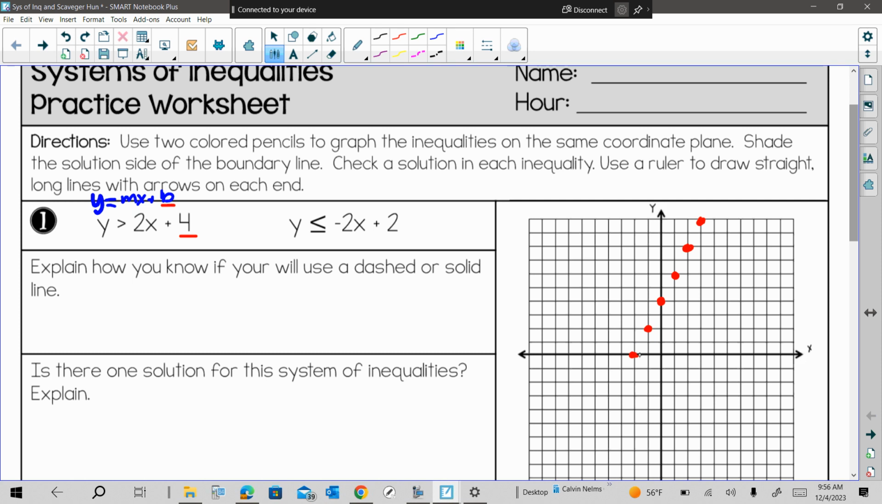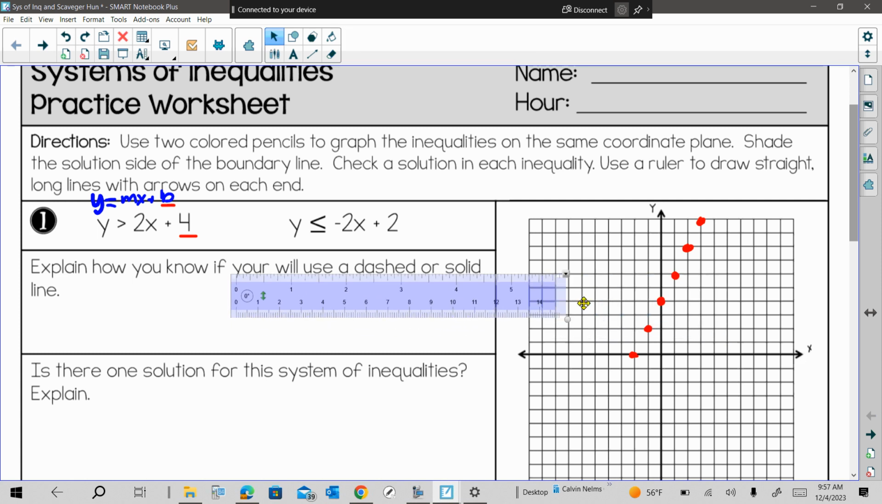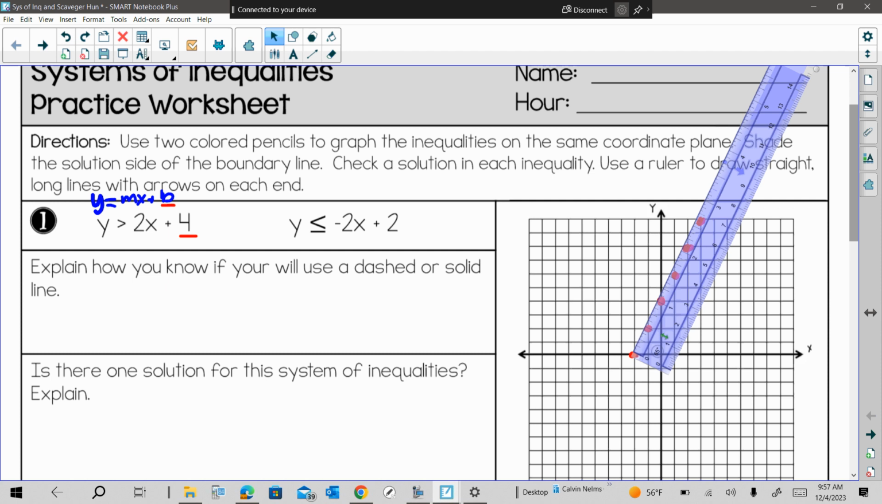Based on this inequality, let me get my ruler, sorry. I need to make my ruler a little bit smaller so it doesn't take up space. There we go. Now we need to line up the edge of the ruler through the points. Based on this inequality, the first question explains how you know if you're going to use a dashed line or a solid line.